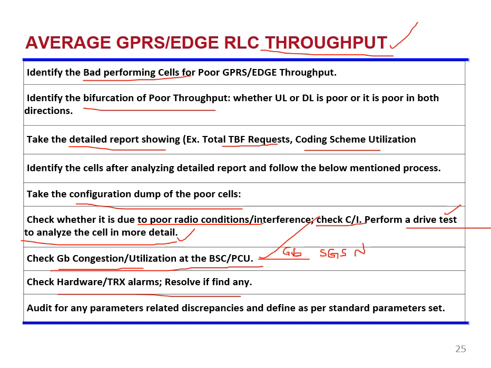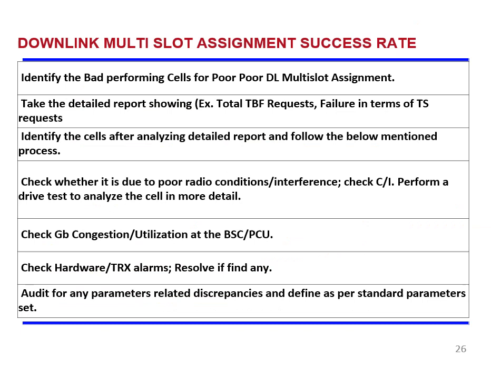That transmission link, if it's not proper, if it is having congestion, or any quality issues, or any problems, obviously the GPRS throughput, the RLC throughput, will be down. Equipment faults, hardware faults, you have to verify, and also audit for any disturbance in the standard parameter set. Take the dump of all the parameters and cross check with the standard parameter set of the vendors. If any mismatch is there, you have to address it. Same like the earlier case.